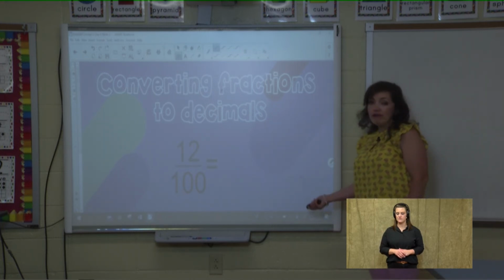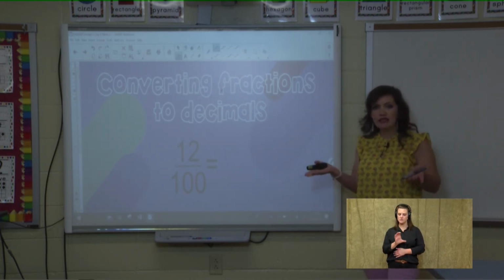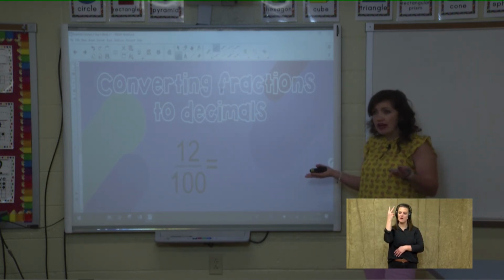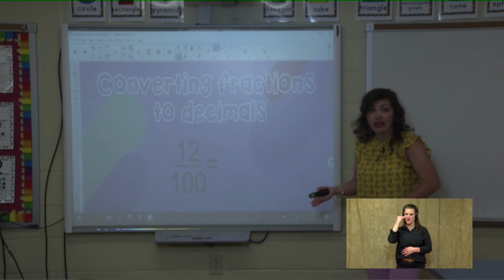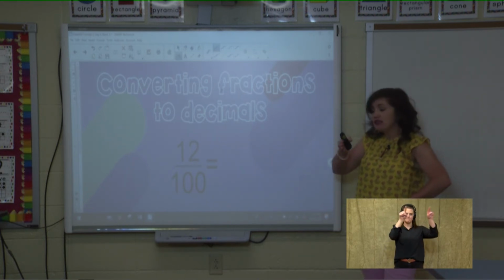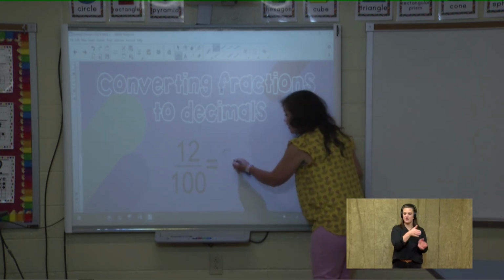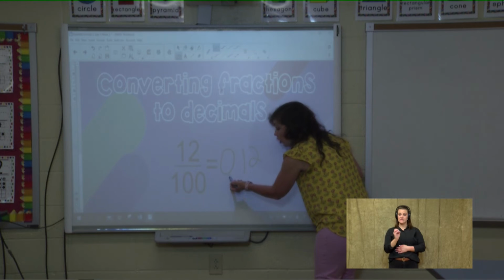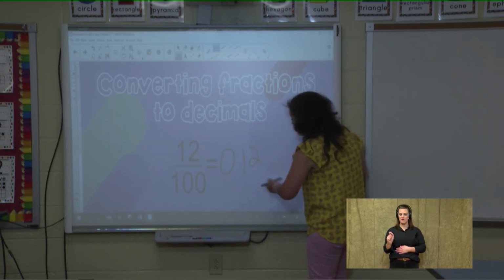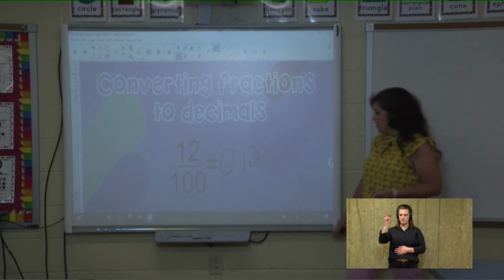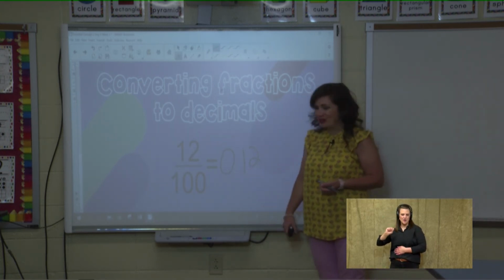All right, now we have 12 hundredths. I want you to visualize that hundredths grid. If we have 12 hundredths, I know that's 10 hundredths shaded, so 1 whole column of 10, and then 2 hundredths in the next column, right? So it would look like 0.12 because I don't have a whole number, so I put a 0 there, my decimal, and then 12 hundredths. So they sound the same, but look different.